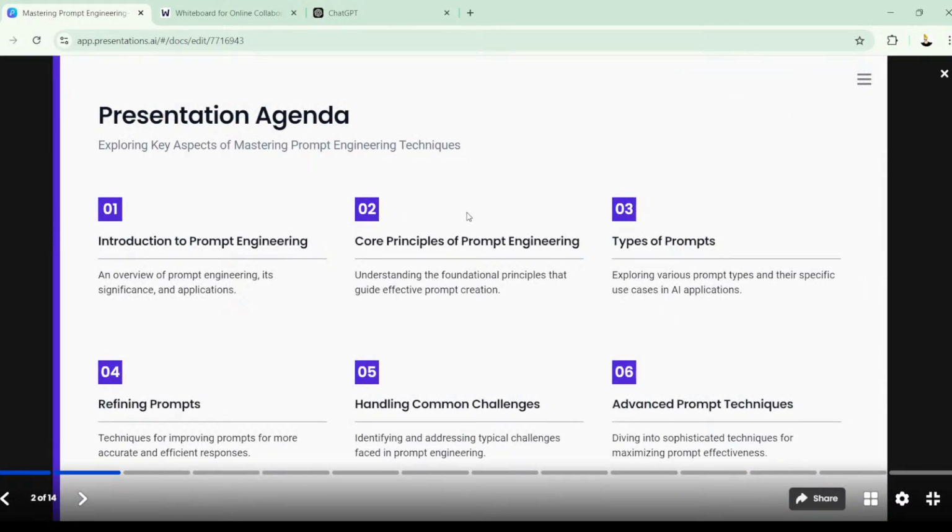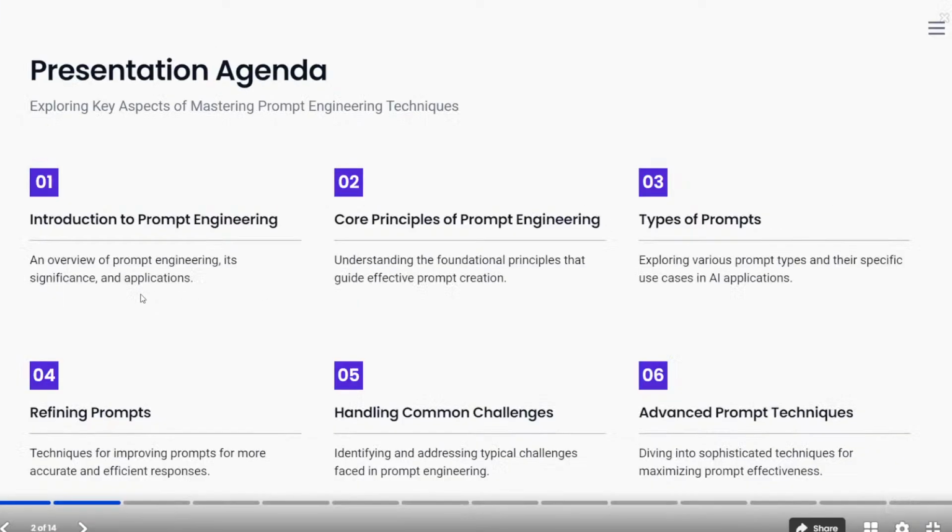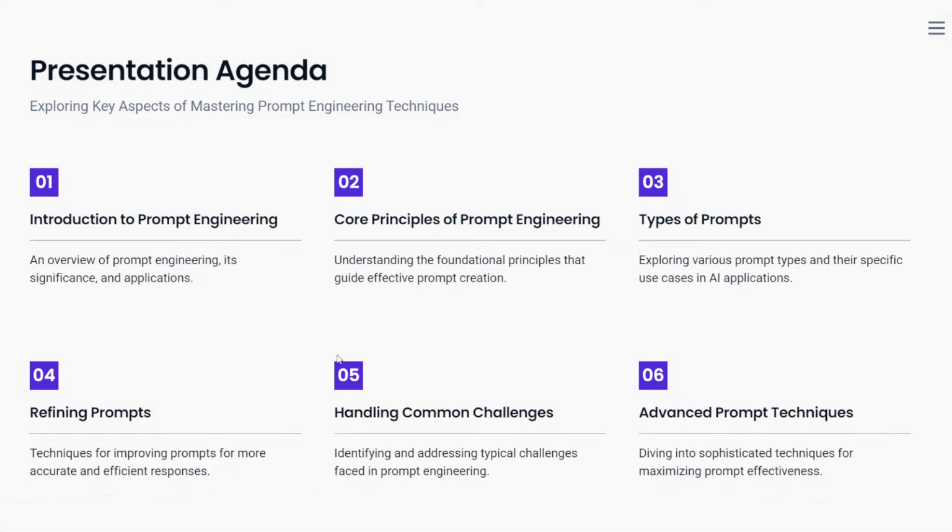So these are today's presentation agenda. We will discuss introduction to prompt engineering, core principles, types of prompts, refining those prompts, how to handle common challenges, and advanced prompt techniques. Got it?